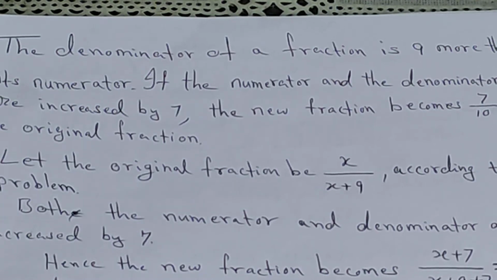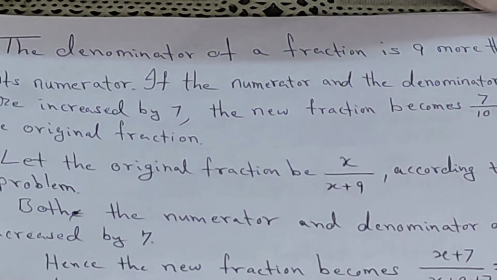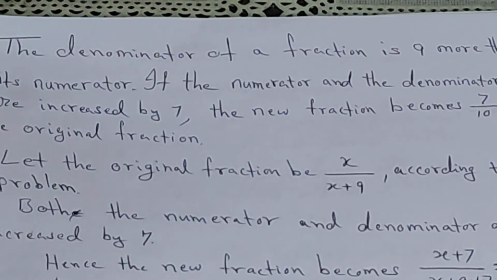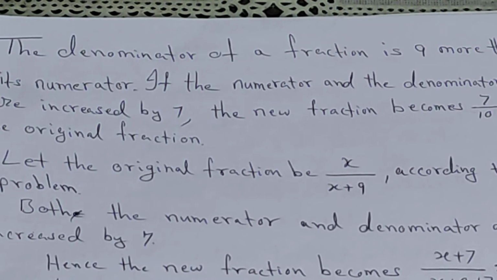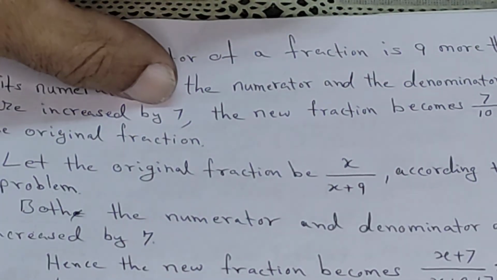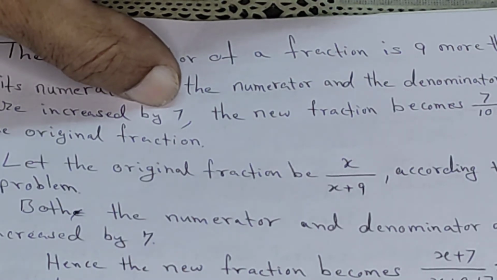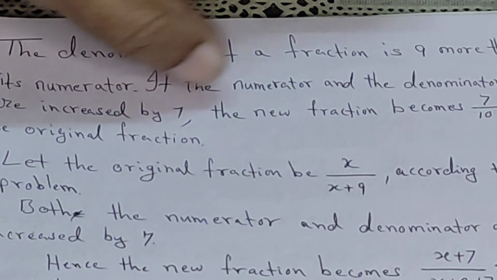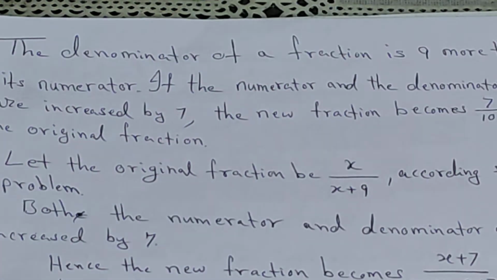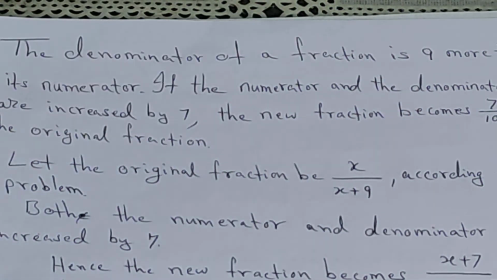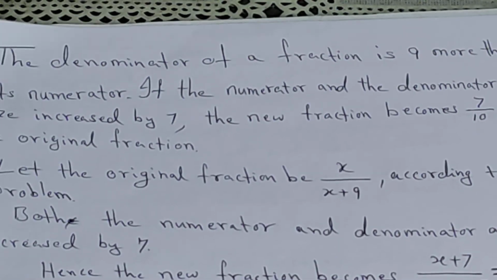Now he says there is a fraction and the denominator of that fraction is 9 more than its numerator. Whatever the numerator may be, the denominator is 9 more. Now if the numerator and the denominator both are increased by 7, add 7 to the numerator as well as to the denominator. After that, the new fraction becomes 7 by 10. That's what he has given, and he is asking you to find the original fraction. How do we do it? Let's try to solve it.